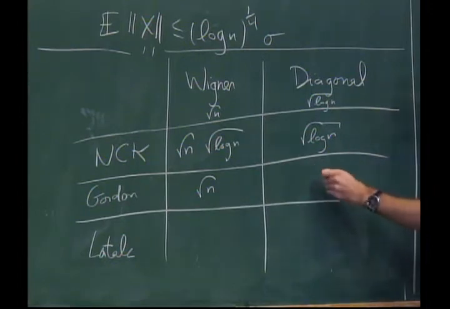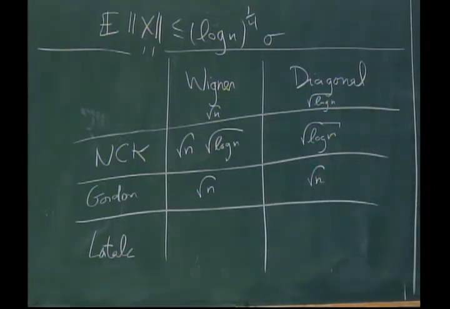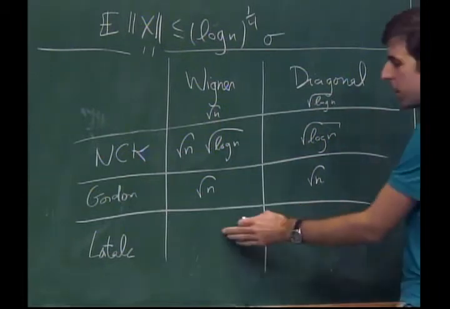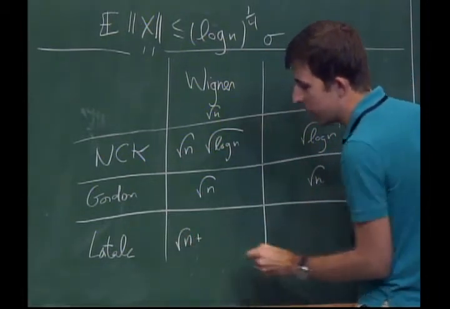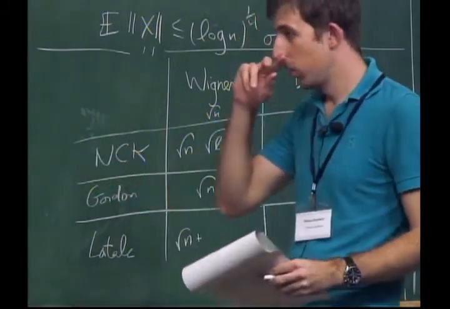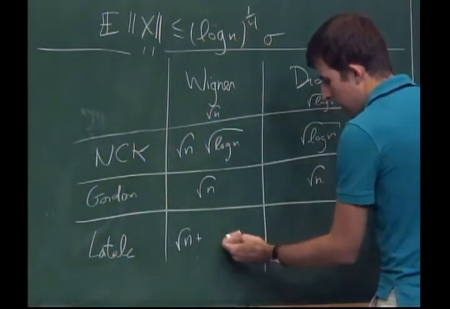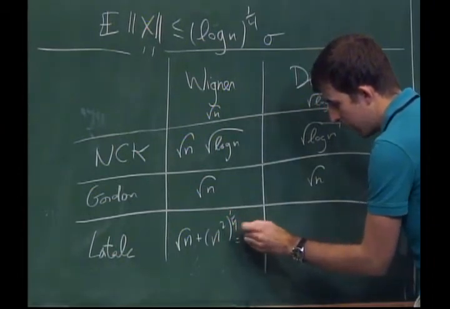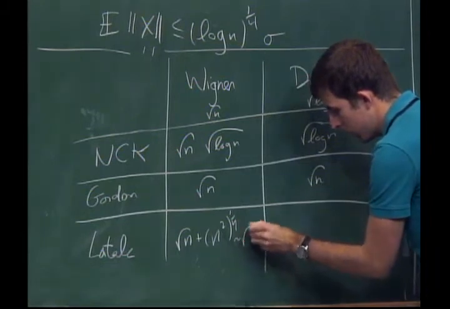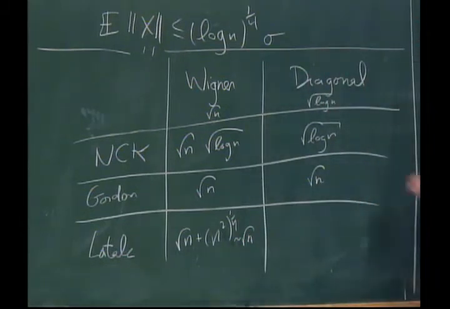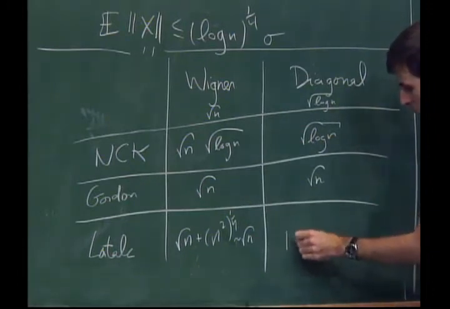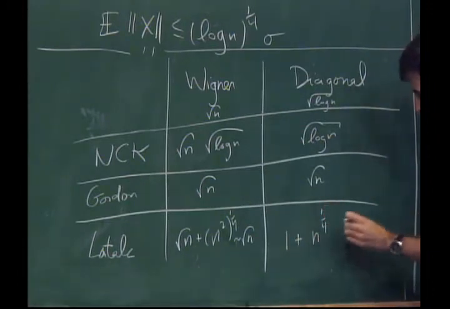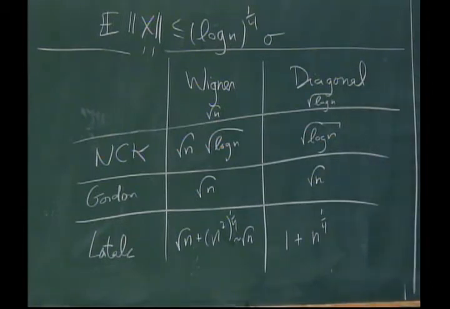But it gives a terrible answer in this case, because sigma star is again 1. Latala here gives sigma, square root n, plus the fourth norm of all the entries. So you get something like n squared to the 1/4, which is on the order of square root n, so you get again the right answer. But if you do the same thing here, you don't get the right answer. You get something like 1 plus n to the 1/4, which is the wrong answer.